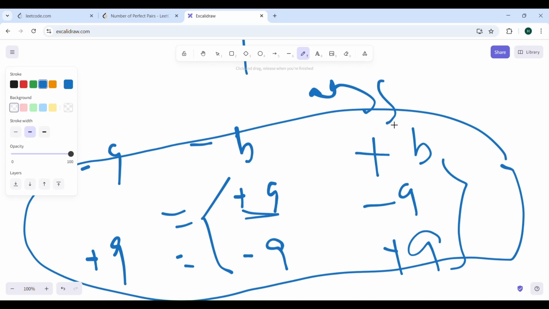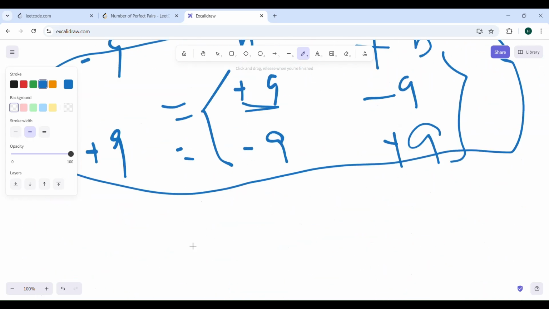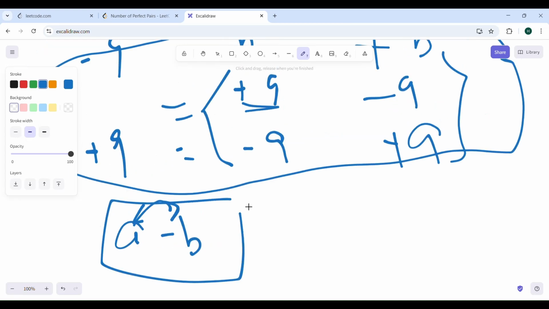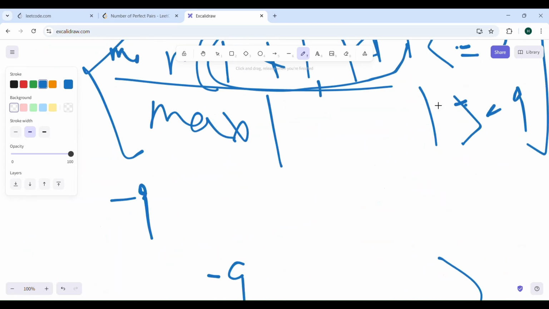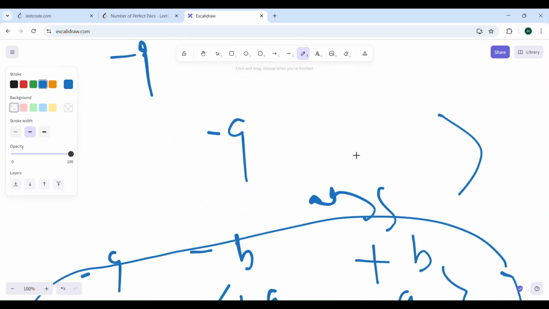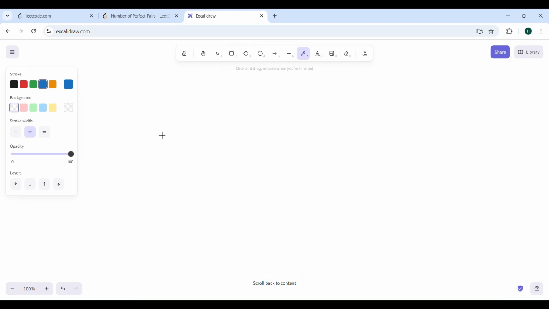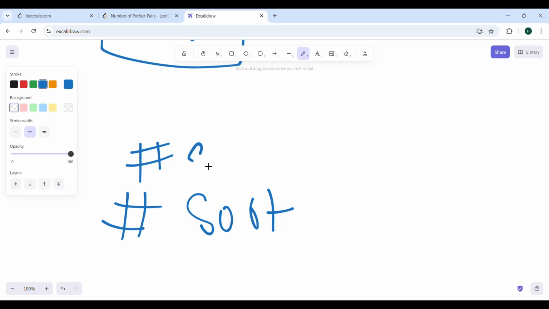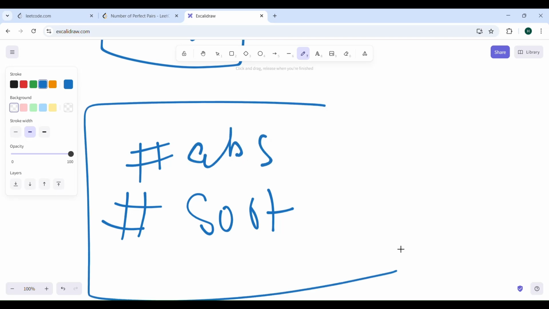And I have shown that sorting also doesn't matter, because if you do a minus b and these values are swapped, then also the answer will be the same. I have shown this to you with this example. So both my points are clear to you. Now if both my points are clear to you, we are almost close to the solution. So first I said was sort the array. Sorry, first was take the absolute value and then sort the array.